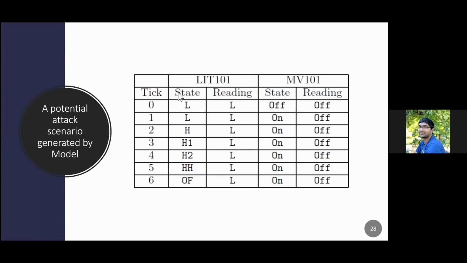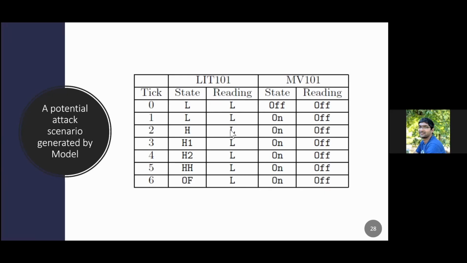So for example, if you see, there are different ticks, different time instants. At time 0, the water level is L. L is low, and the reading is also L. Whereas the motorized valve status is off, it's closed, and its reading is also closed. So whenever the reading is different from the state, that means there is an attack.